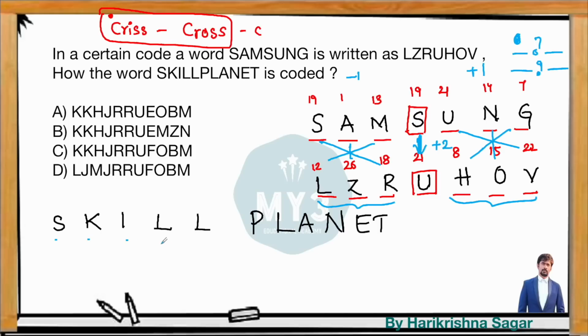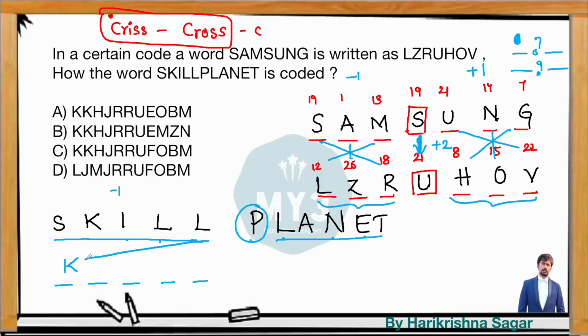If you observe 1, 2, 3, 4, 5, 6, 7, 8, 9, 10, 11, they will take 5 alphabets on one side, 5 alphabets on the other side, and P is in the middle. And these 5 alphabets need to be decreased by 1. So let me write 1, 2, 3, 4, 5. L will be decreased by 1, so it will be K. Again L decreased by 1, again K. This is a pattern. And I will be decreased by 1, it will become H. K decreased by 1 becomes J. And S decreased by 1 becomes R. So K, K, H, J, R.